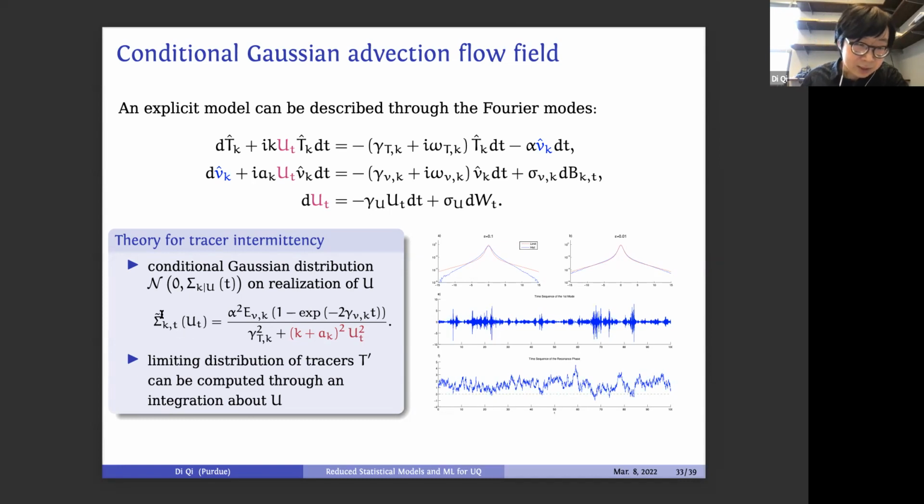And furthermore, this is just one conditional distribution, and the final distribution is an integration over the conditional Gaussian distributions, adding all the Gaussian distributions together. So this gives a large fat tail here. So this is just a simple model to try to find the underlying mechanism here.